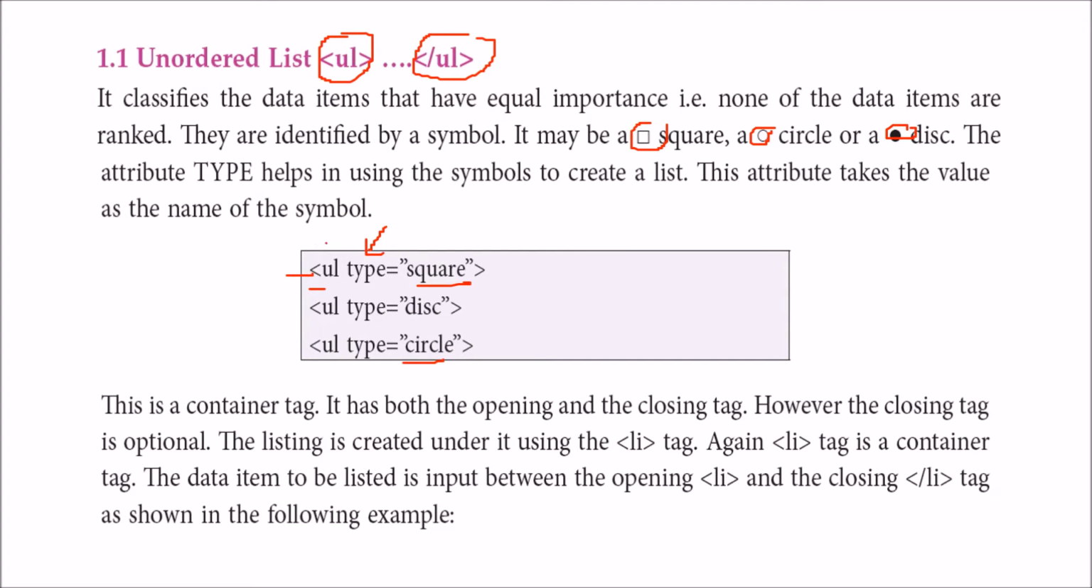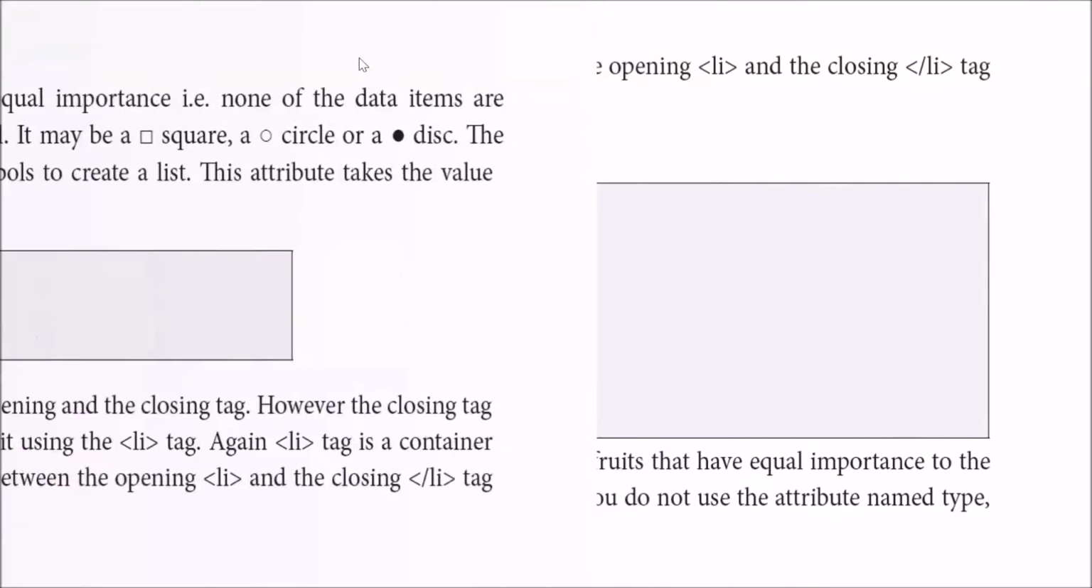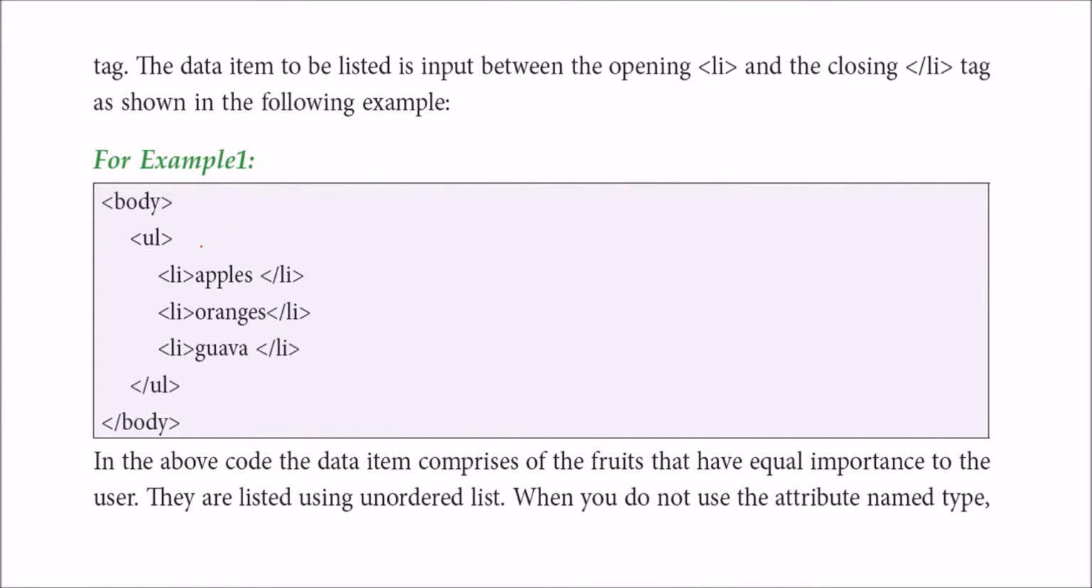This UL is a container tag, so you ought to have an ending tag here. Then we have list, LI. Once you have defined that it is going to be an unordered list, now you need the actual list items. How to do it? Let us see an example. This is the body, and we have started the unordered list and ended with the unordered list.